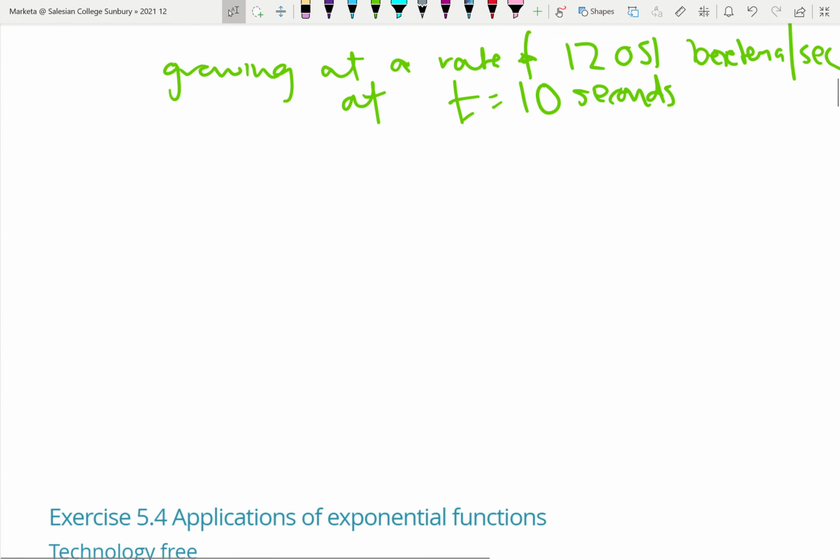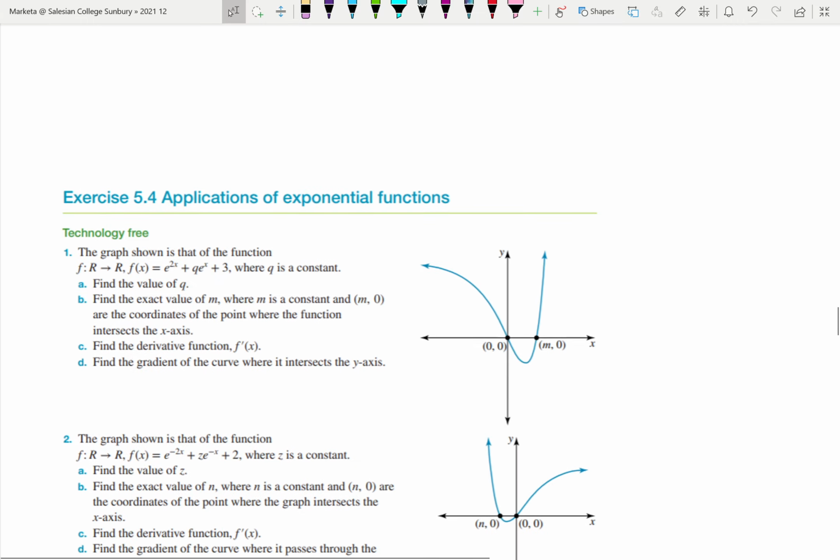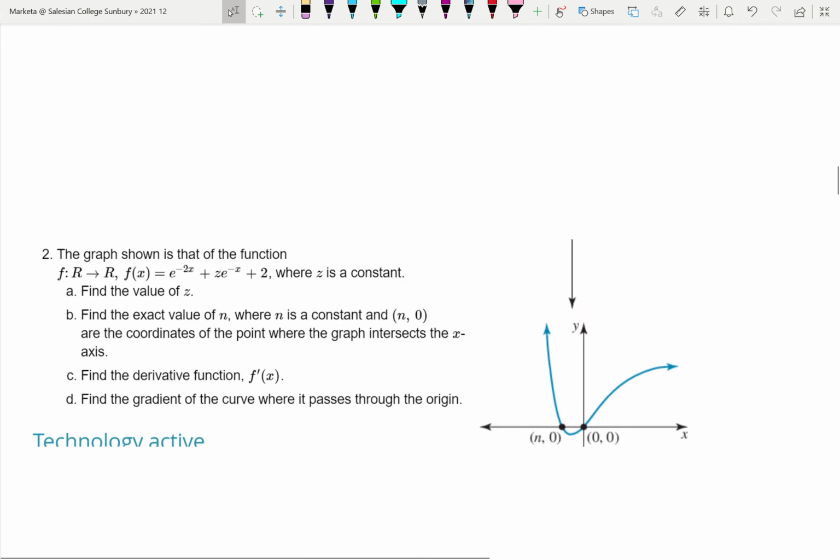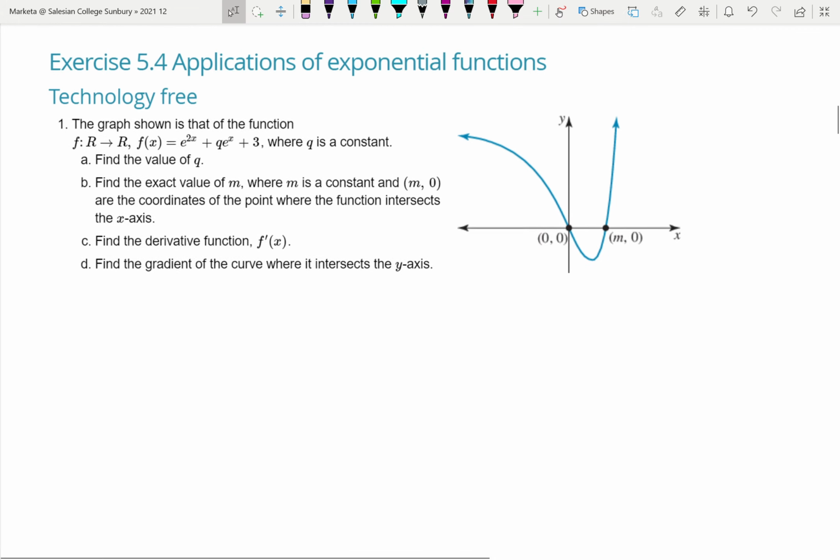Now I'm going to do the first few questions, maybe the first 3. The first 2 are a little bit different. This one is tech-free, and we're given a graph of the function f, which is given to us here, where q is a constant. First of all, we're being asked to find the value of q. To do that, we should sub in a point, and the point where we have both the x and y value is (0, 0).